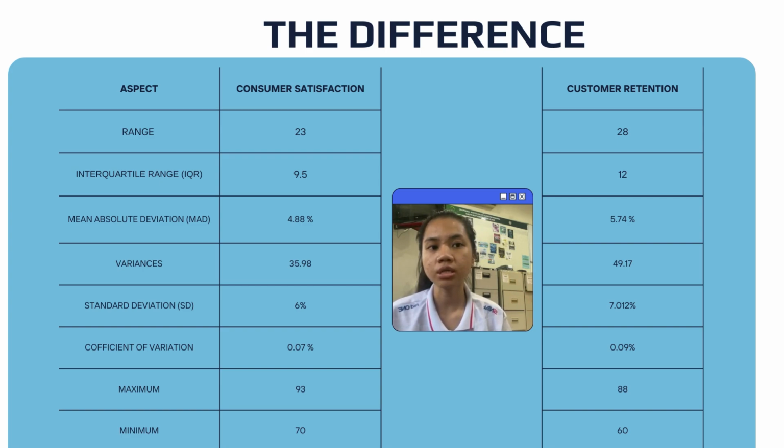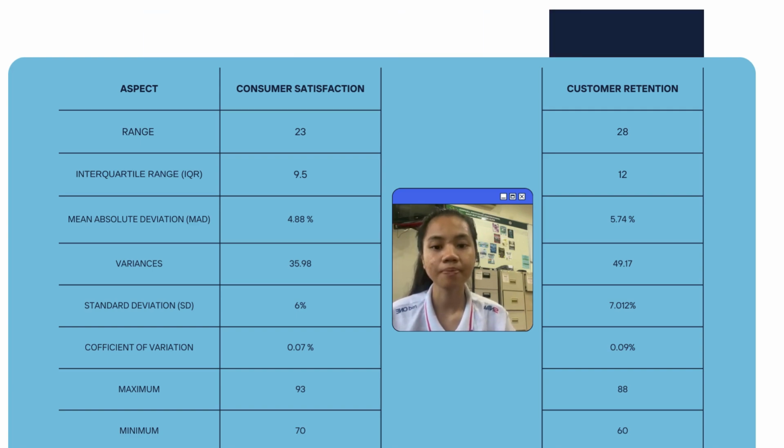Standard deviation for customer certification is 6%, while customer retention is 7.012%. The coefficient of variation for customer certification is 0.07%, while customer retention is 0.09%. The maximum value of customer certification is 93 and the minimum value is 70, while customer retention has a maximum value of 88 and a minimum value of 60.